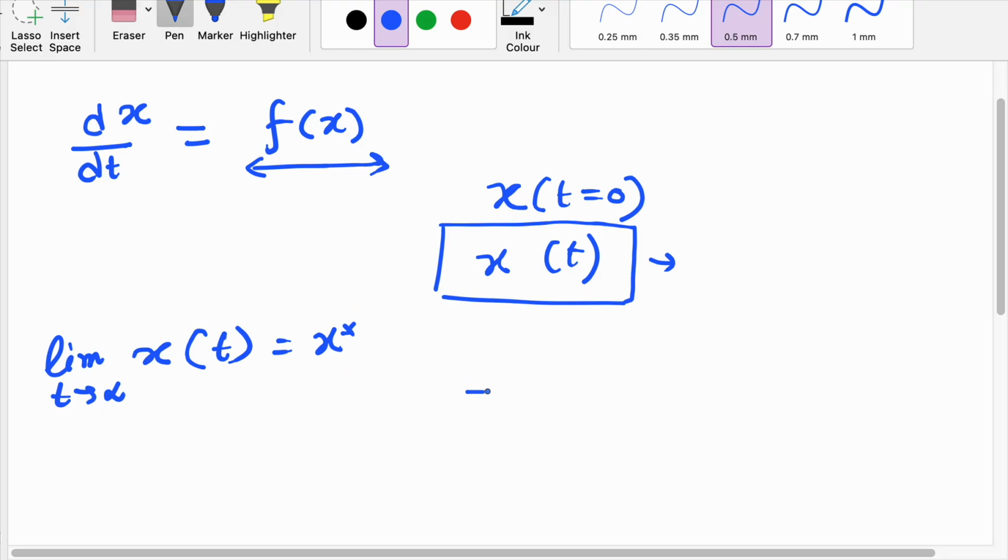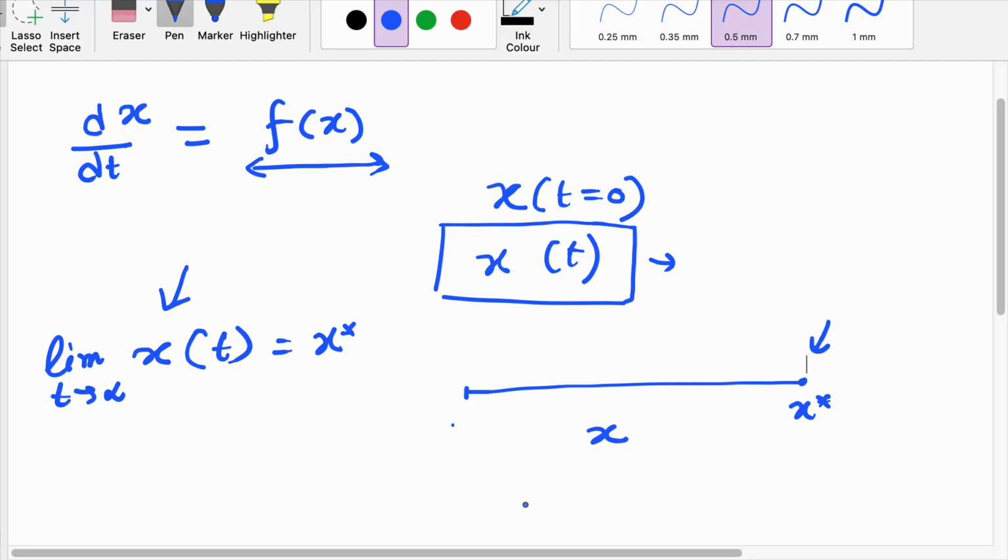Suppose this is my state space x. Since in general I cannot tell the state at intermediate times, we want to know the state at infinite time. Suppose it is going to x star at infinite time. At x star it should possess one property: when it reaches x star, it will not change further.